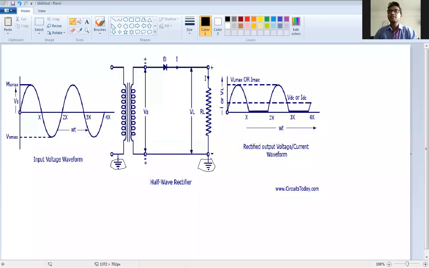Hopefully it is clear now. Now I am sharing the full wave bridge, sorry, center tap rectifier. If you see different books, then there are different types of diagrams for center tap rectifier. So it depends upon you actually.